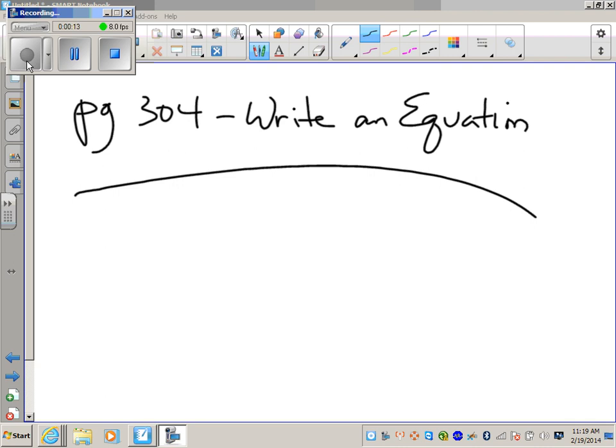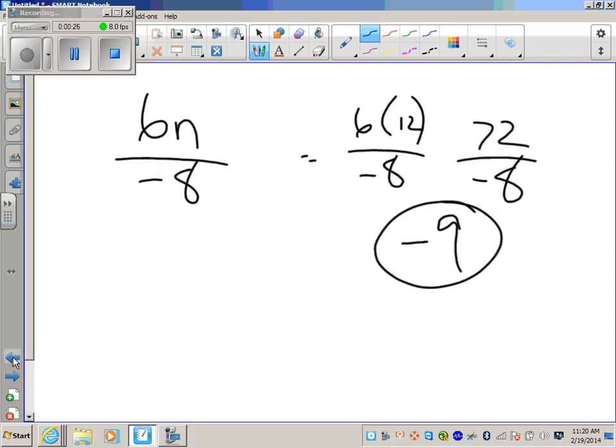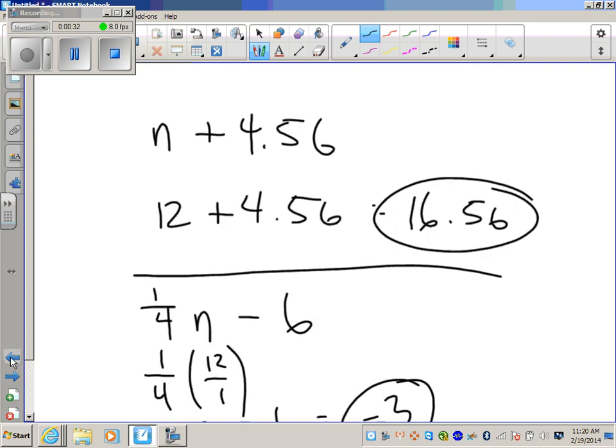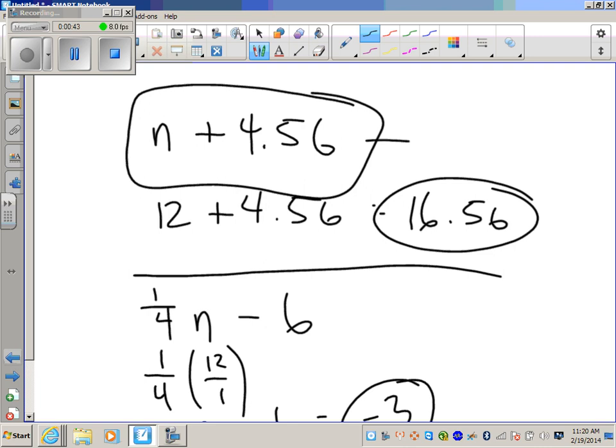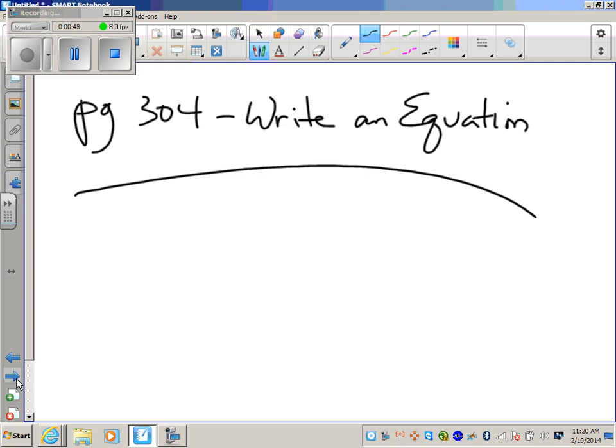Now, a major difference today is that an equation is going to have everything. What was missing from all the problems that we did? This was one that we had. What was missing? The other number along with the equal sign, right? So today, we're going to have everything, and we're going to set everything up accordingly.